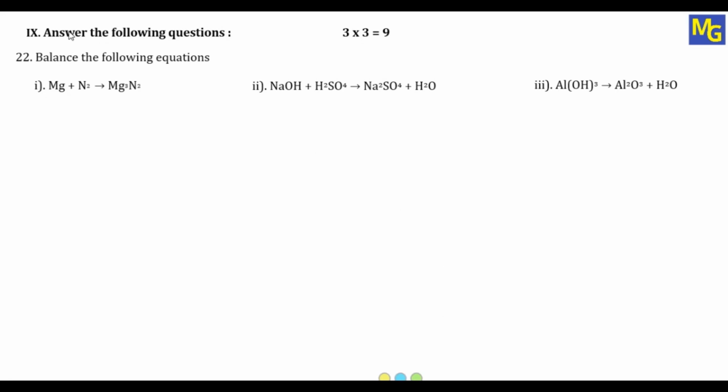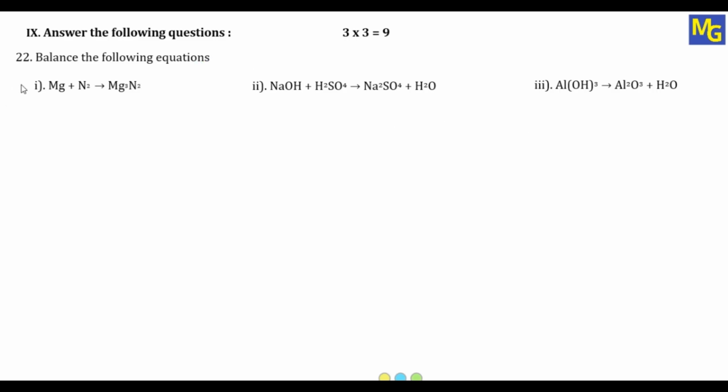Now we are going to solve question number 9. It says answer the following questions. Here we are going to answer 3 questions. Each question carries 3 marks, so in total we are going to get 9 marks from this section. So question number 22 we will start. Balance the following equation. Very easy question. That is, we have to balance the equation. And all the equations in this model question paper are very easy.